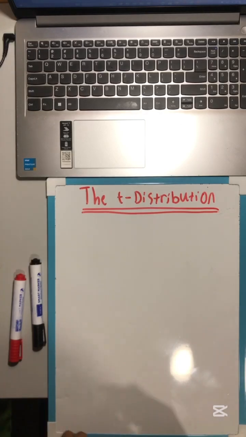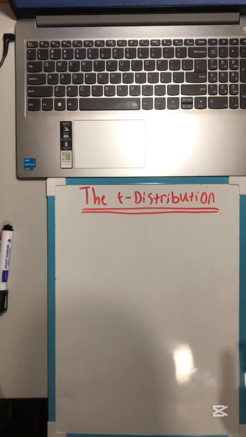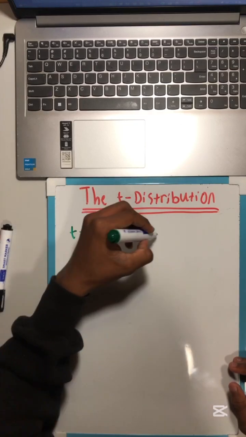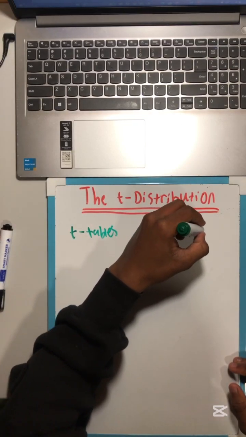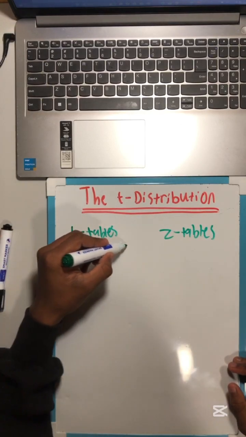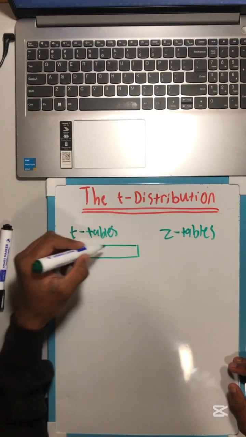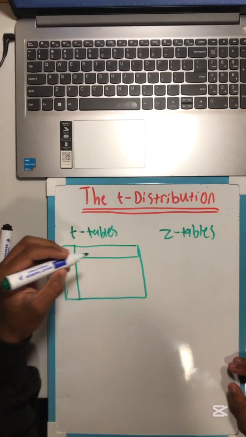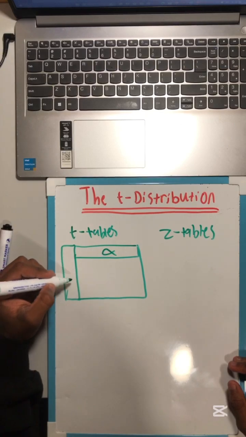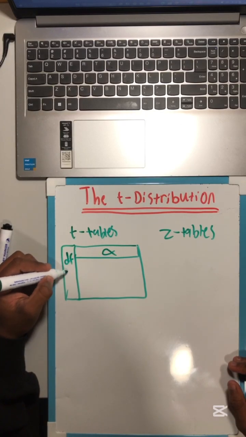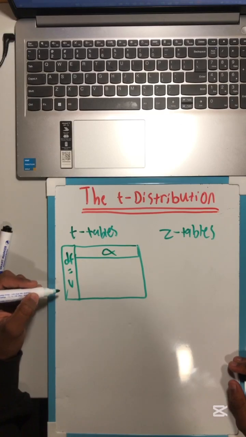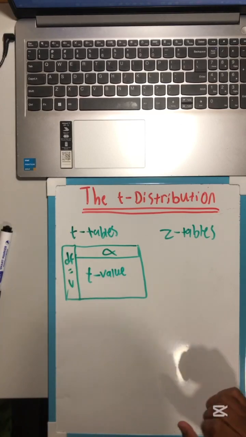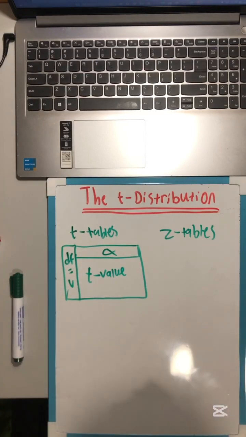So look at the general shape. The T tables, as we had Z tables, have a form that looks like this. Here you have alpha, which is the probability, and on this side you have degrees of freedom, denoted by v, and then over here you have your T values. And then you see the difference arises now.